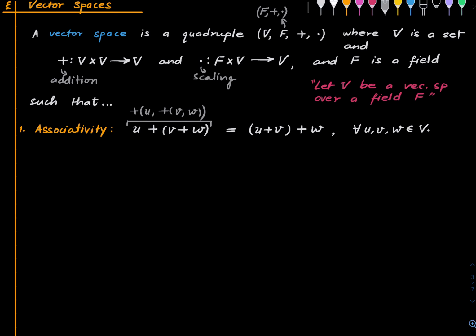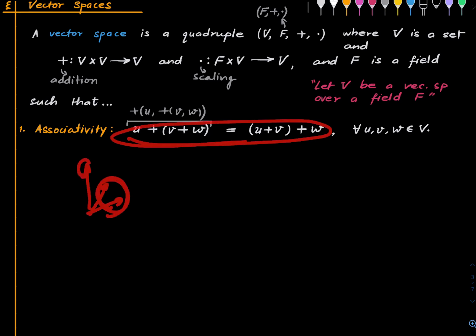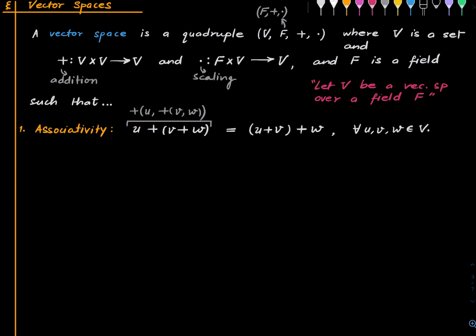Clearly, this is what we saw in R2. You have three vectors. Either you add these two and then add the third one, or you add these two and then add the third one. You will get the same thing. So it is mimicking that property. Second is commutativity. So this says u plus v is equal to v plus u.